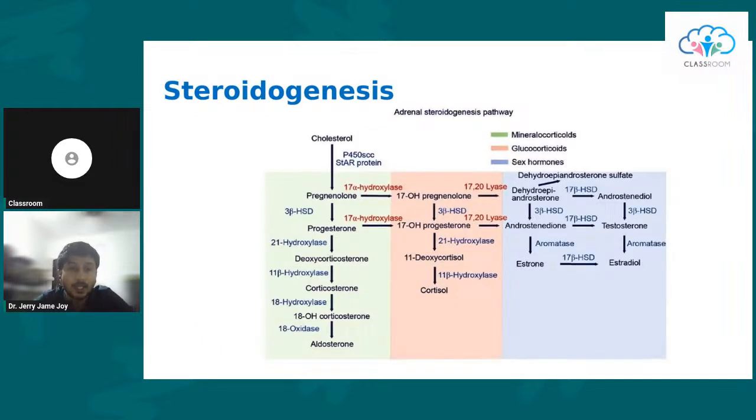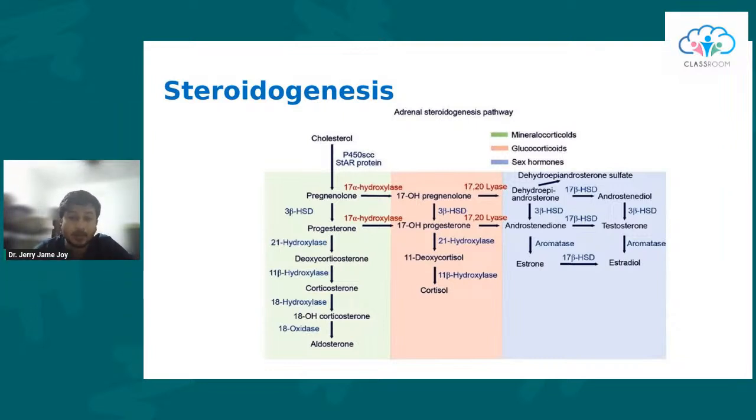Coming to the synthesis of corticosteroids, the precursor is cholesterol, and cholesterol will be converted to pregnenolone. This is mediated by the enzyme cholesterol desmolase, and it is a rate-limiting enzyme. From here, certain enzymes are specific for a particular histological zone. So 17-alpha hydroxylase is present only in the zona fasciculata. So that's why pregnenolone is acted upon by 17-alpha hydroxylase, and finally cortisol is produced in the zona fasciculata.